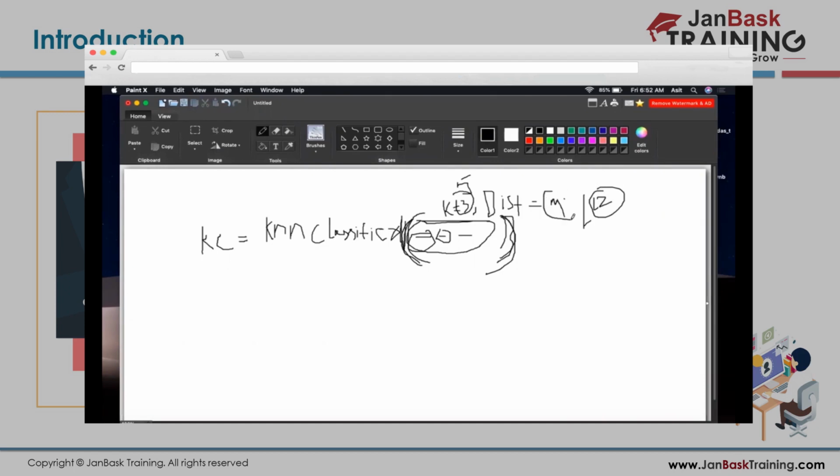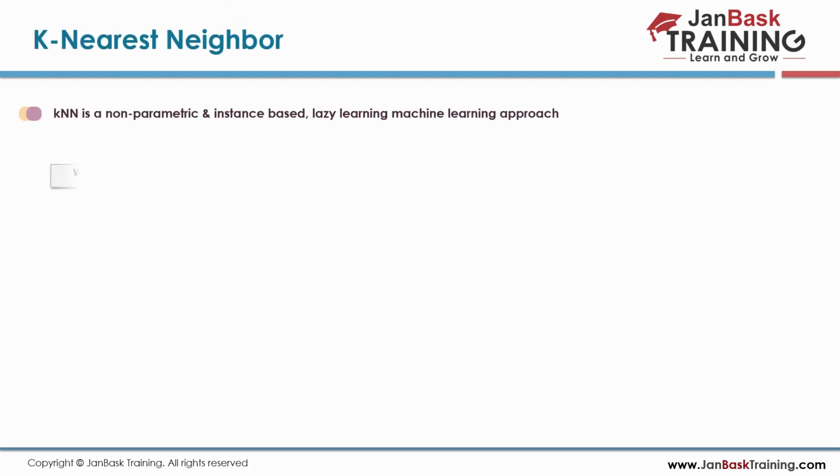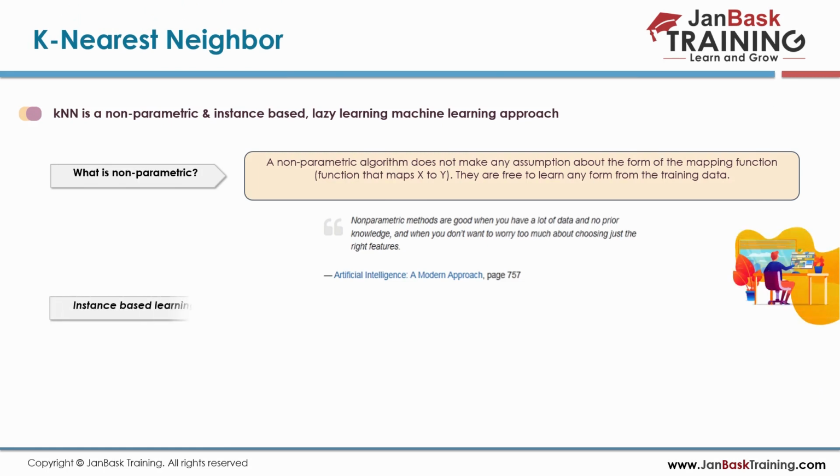So there are no fixed things to be passed. It depends on the data scientist or whoever is building the model. That's why it's called non-parametric. KNN is one of the simplest of all machine learning algorithms. K is the number of nearest neighbors from which we take a vote to predict the value or class for the new observation. So KNN is a non-parametric, instance-based, lazy machine learning approach.